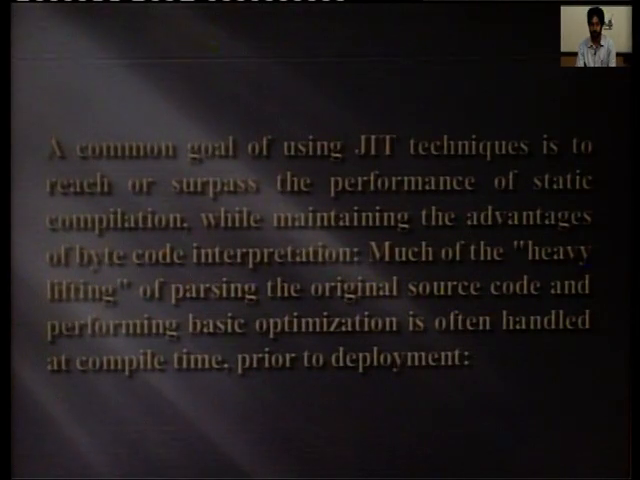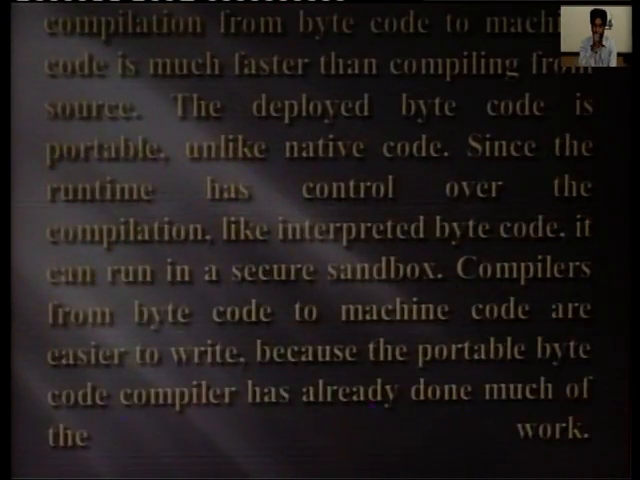Much of the heavy lifting of parsing the original source code and performing basic optimization is handled at compile time. The compilation from bytecode to machine code is much faster than compiling from source code. Deployed bytecode is portable.